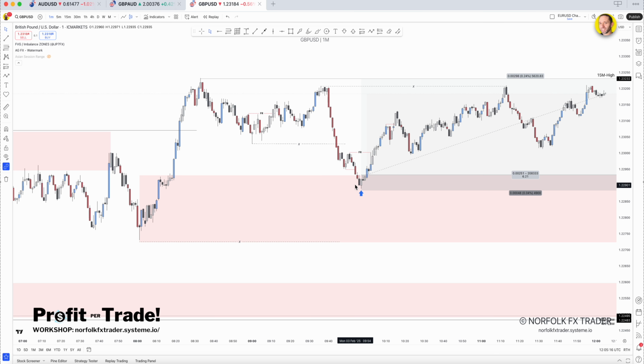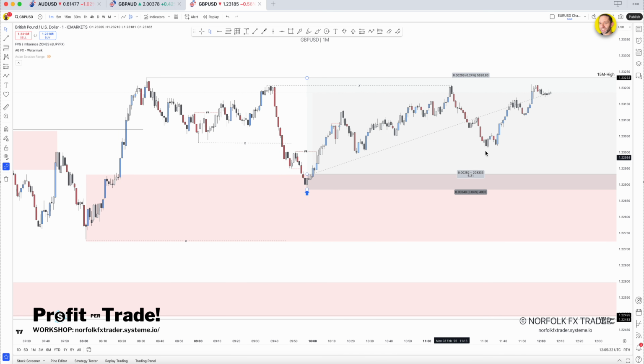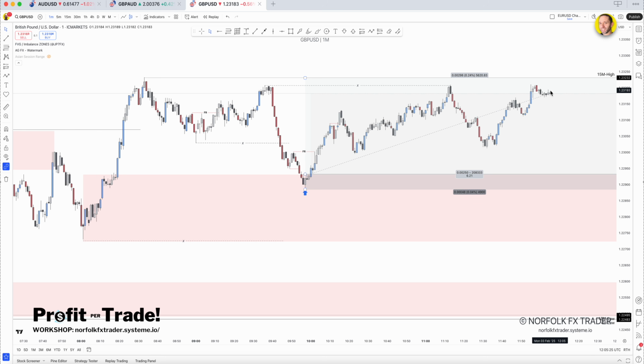Now, this entry criteria is one of the entries that I use in my trading, and you can see how this entry is working out very well on this 1 minute entry time frame. So that is how you can combine everything you've learned so far in this playlist to start looking to take trades like this.